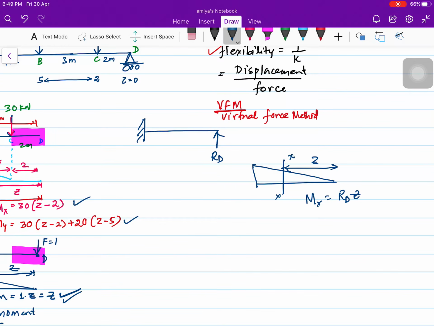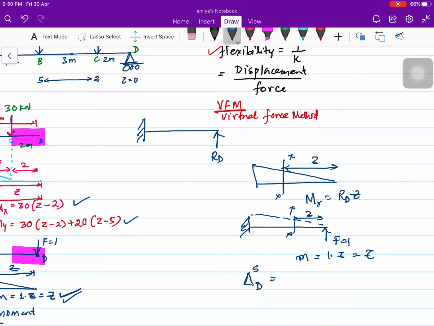Similarly, I am going to apply a unit force. Let me apply it here, a unit force. So this will be the displacement, and the moment will be like this. Small m will be 1 multiplied by z, at any distance z. So the displacement at D, in the virtual force method, as you can see, wherever we are calculating displacement, there we have applied a unit force.